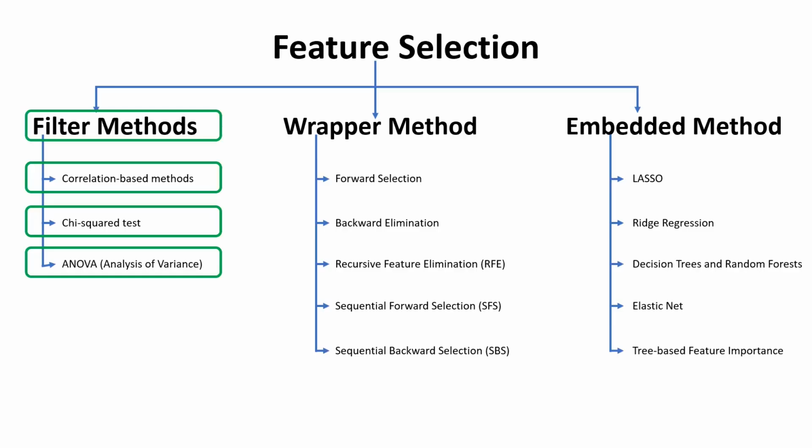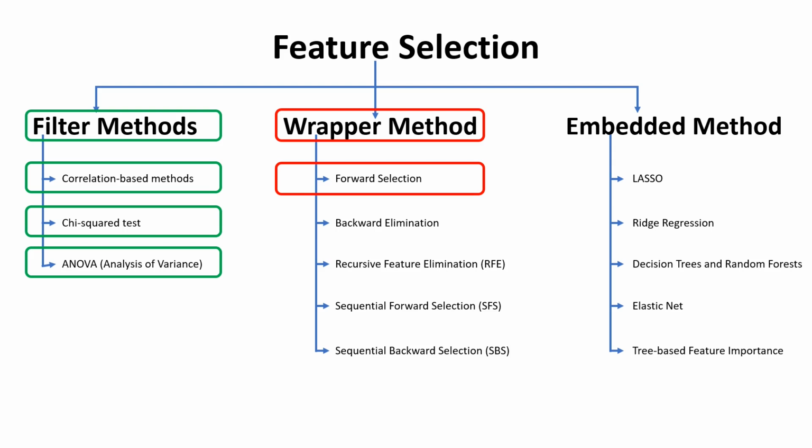Now that we are done with all of the feature selection techniques which are considered under the filter method, the time comes when we move to the wrapper method. And in the wrapper method, the first technique which we're going to learn about is forward selection. Let me show you how it works.